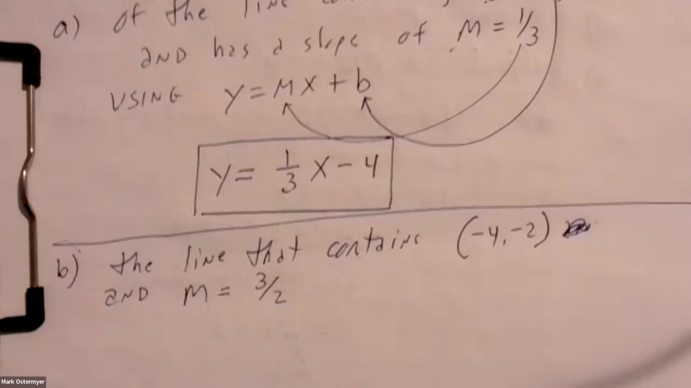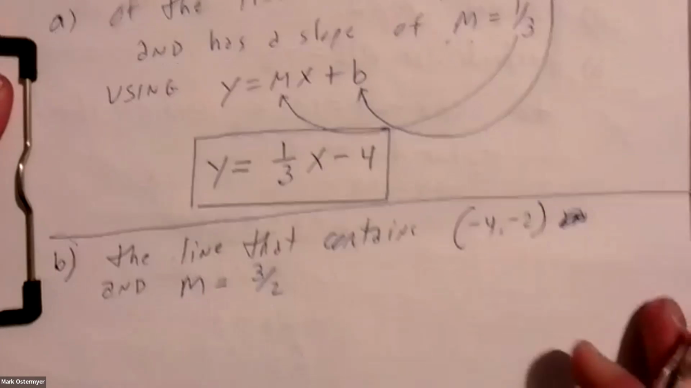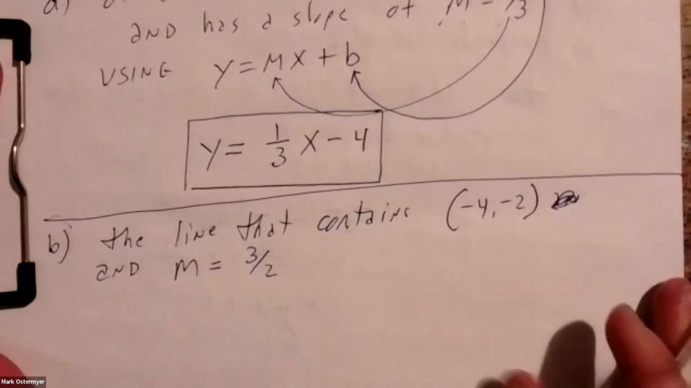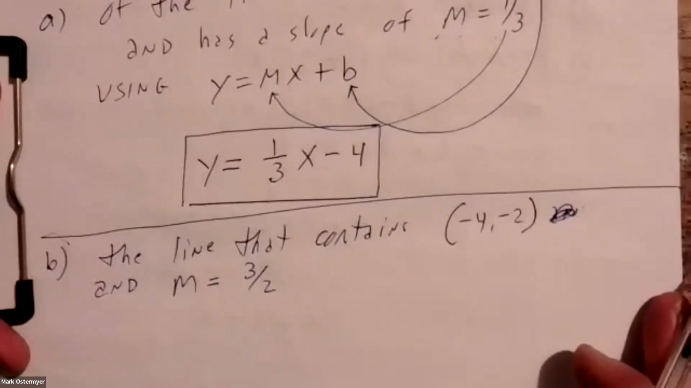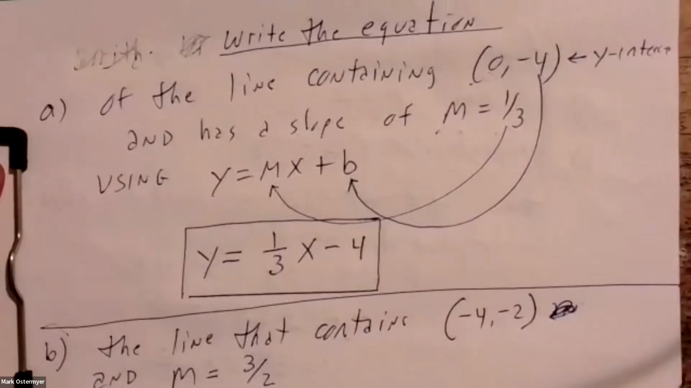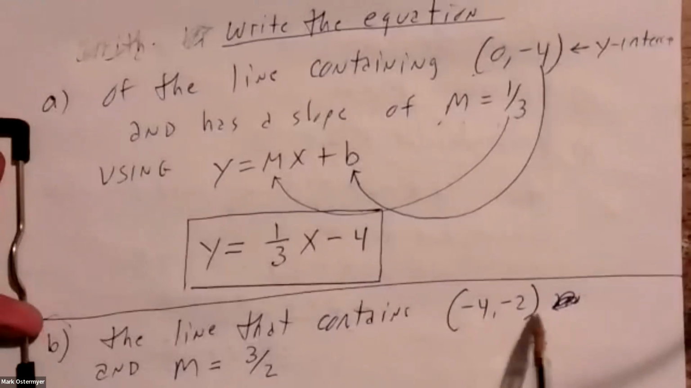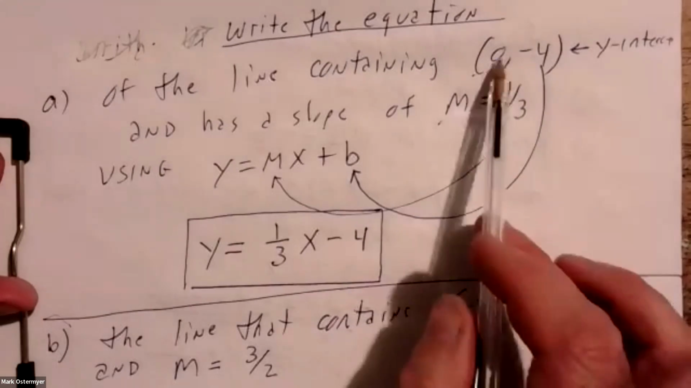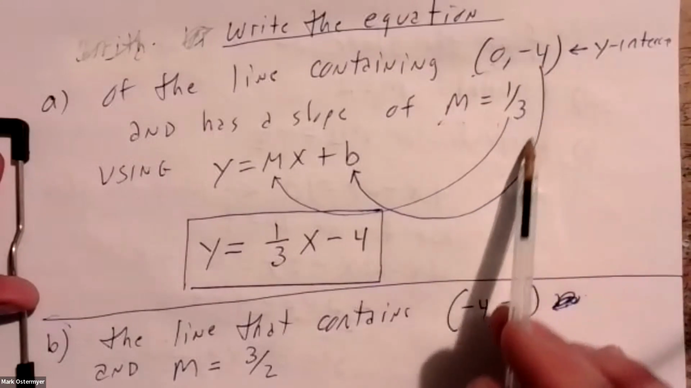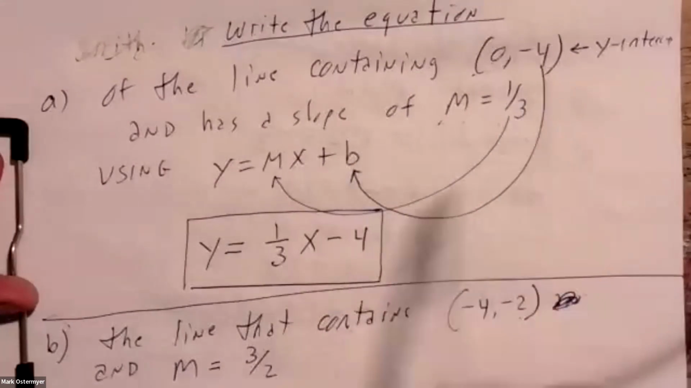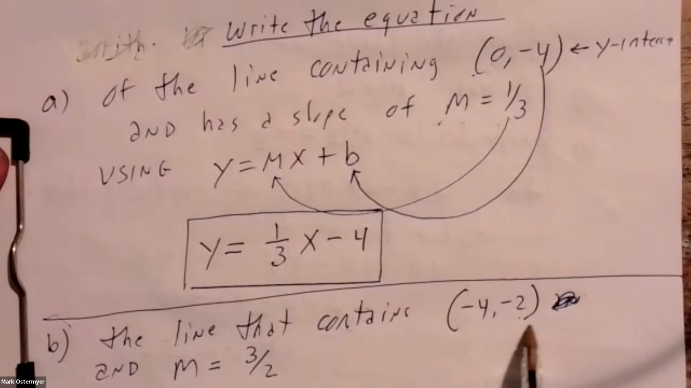All right, so now they want us to write the equation of the line that contains this point (-4, -2), and has a slope of 3/2. Is this problem going to be as easy as the last problem? What do you think? Yes or no? No. Not as easy, because now the point they give us that lies on our line is not a y-intercept like it was up here. We were lucky up here. This was just a y-intercept. And for b went in -4. This is not a y-intercept. It's just some other point that lies on our line.